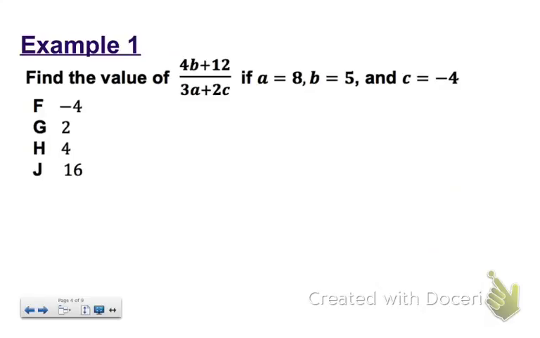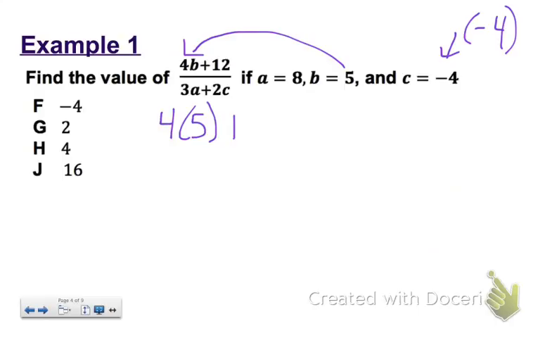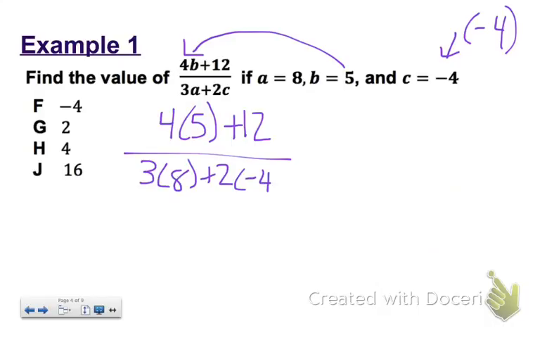Alright, so for your first example, find the value of (4b + 12) over (3a + 2c) if a is 8, b is 5, and c is -4. Anytime you see a negative in algebra, I want you to use parentheses. Okay, on the calculator, by hand, no matter what, I want you to use parentheses. So 4b plus 12, I'm going to plug in 5 for b. 4 times 5 plus 12. And remember, anytime you have two things next to each other, that means you're multiplying. Over 3 times 8 plus 2 times -4.